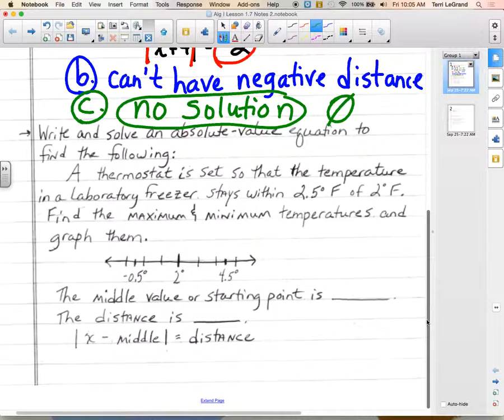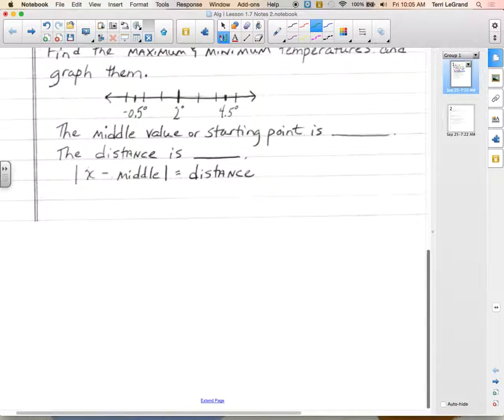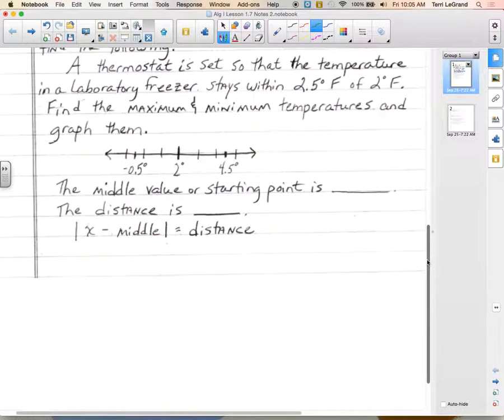So I'm going to guess without even setting up an equation, you'd be able to tell me what the answers to this one are, right? Find the maximum and minimum temperatures and graph them. Okay, well, I've done the graphing, and it looks like I've already figured out that if you go 2.5 this way, here would be one of your solutions, and if you go 2.5 the other direction, here would be your other solution. That's how we graph them. We have to identify where we're at on the number line. We plot points on it.